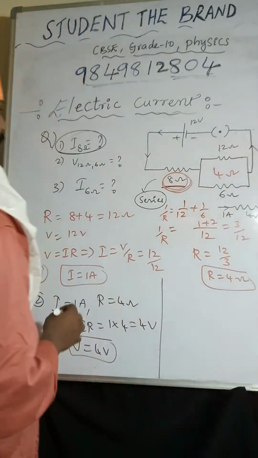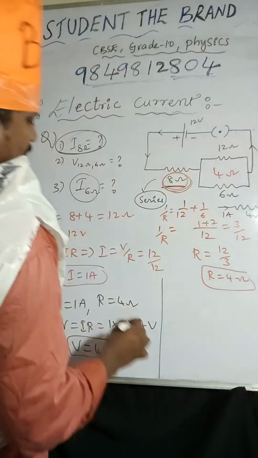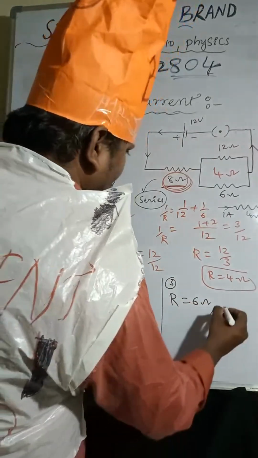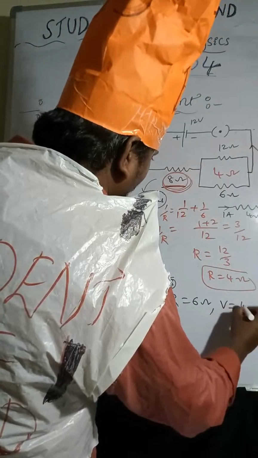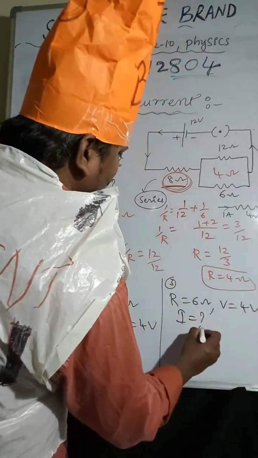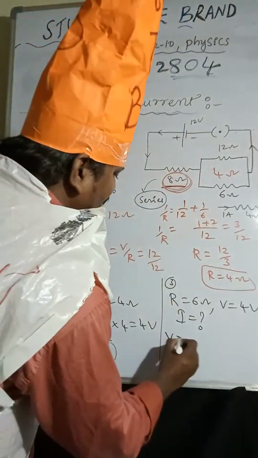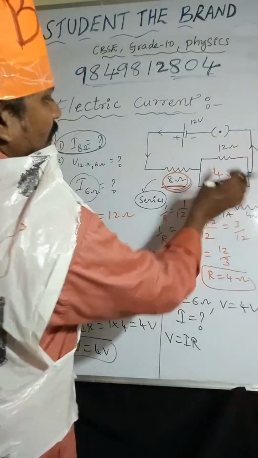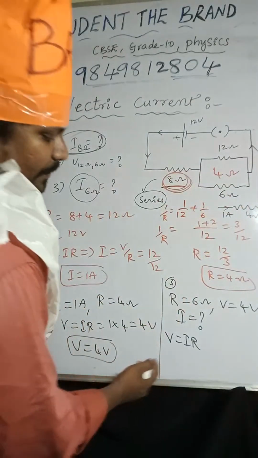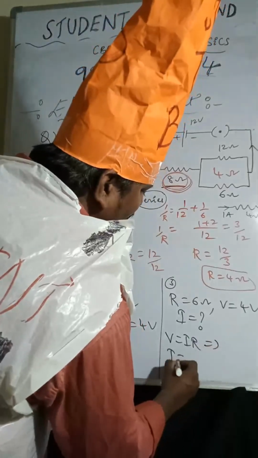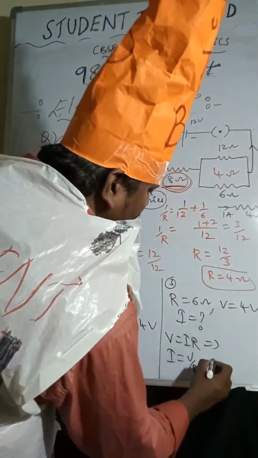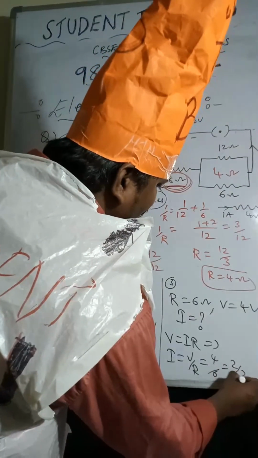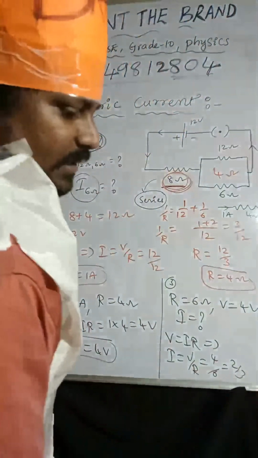Now we have to find the current through the 6 ohm resistor. The third point: R is given as 6 ohm and we got V as 4 volts. Now we have to find the current. Because the potential difference here and here is the same, and we know the resistance, we can find the current. I equal to V by R. The potential difference is 4, the resistance is 6. So 2 by 3. That is the answer. Is it clear?